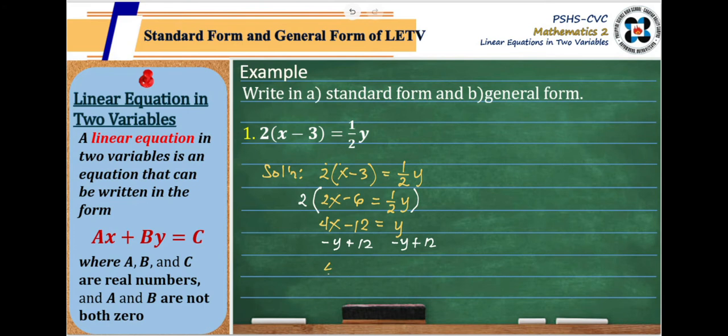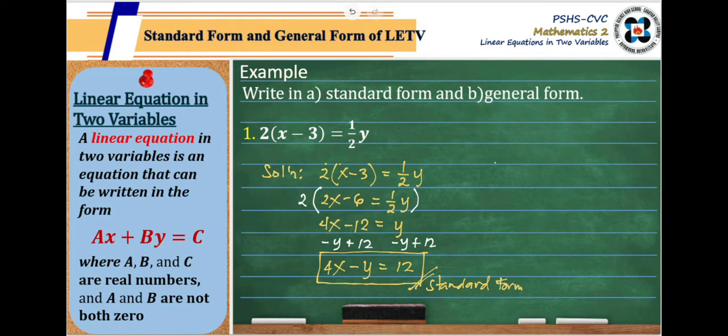We have now 4x minus y is equal to 12. So this is now the standard form of the line.